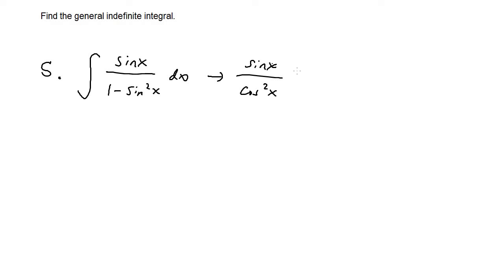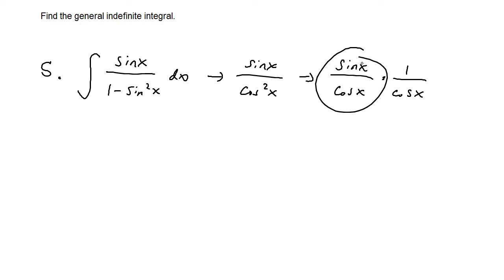Now I'm actually going to go ahead and split this into 2 different fractions. So I'll rewrite one of the fractions as sine of x over one of the cosines, so cosine x, and then multiply by 1 over the other cosine of x. Now, sine of x over cosine of x is tangent of x, and then we have tangent of x times 1 over cosine, the reciprocal, which is secant of x.